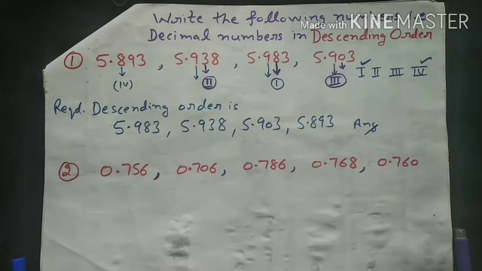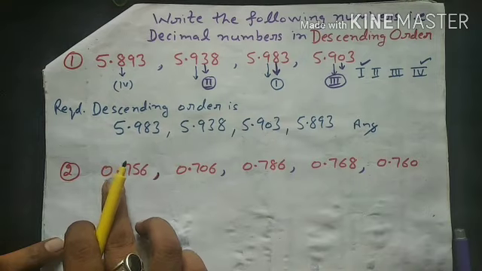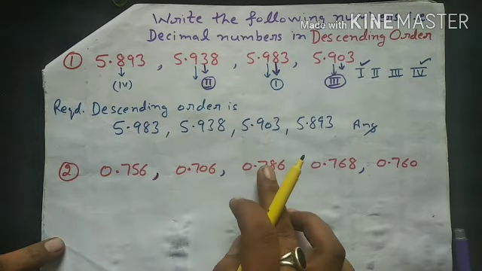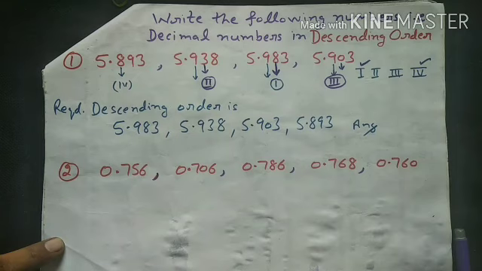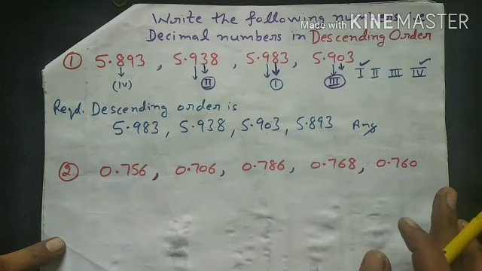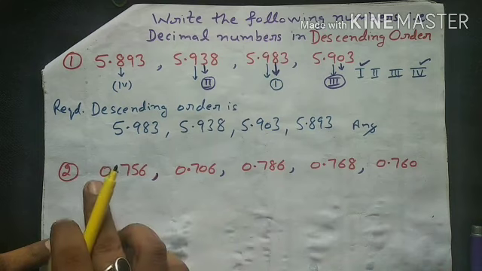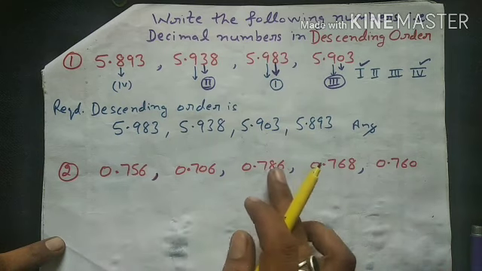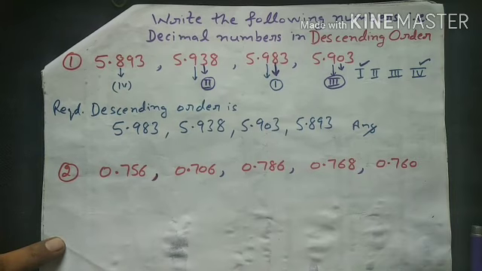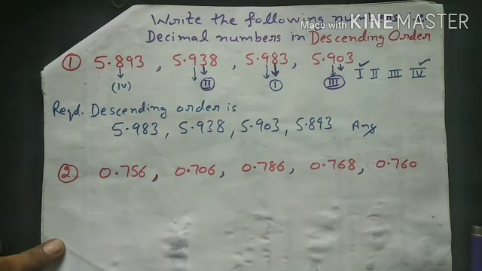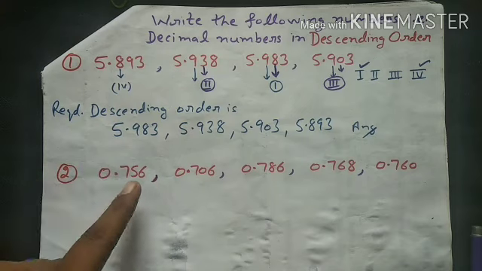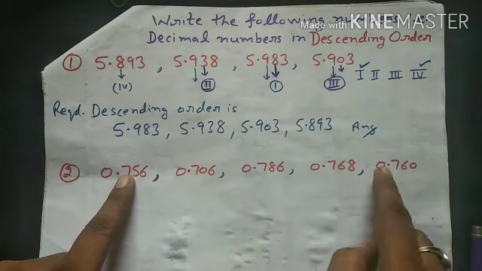Now student, the next question is there. Here 1, 2, 3, 4, 5, 5 decimal numbers are being given and we will have to write them in descending order. So first of all, you see that in the whole part there is nothing because 0 is written. So we will compare the decimal part. You see at the first place of decimal, it means 10th place, 7, 7, 7, 7, 7.